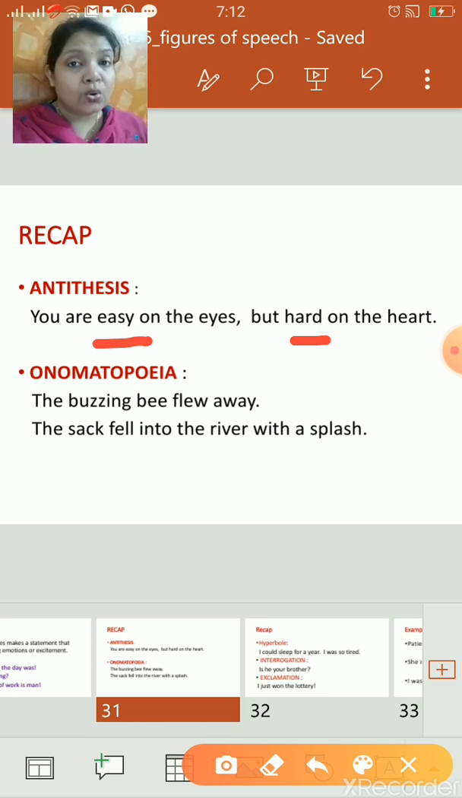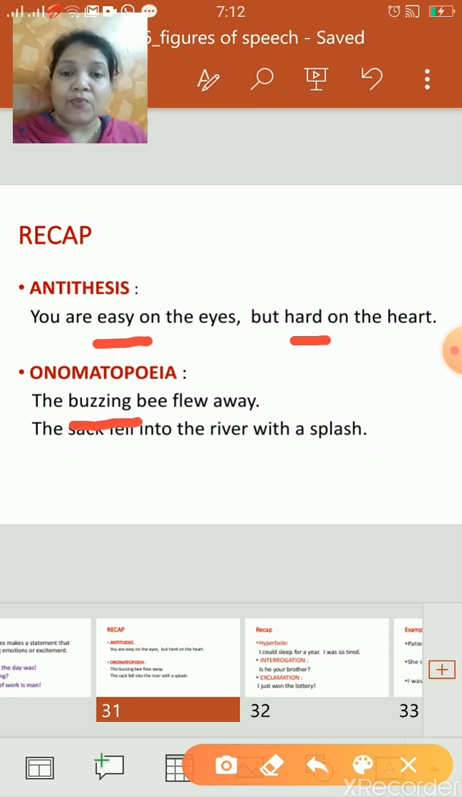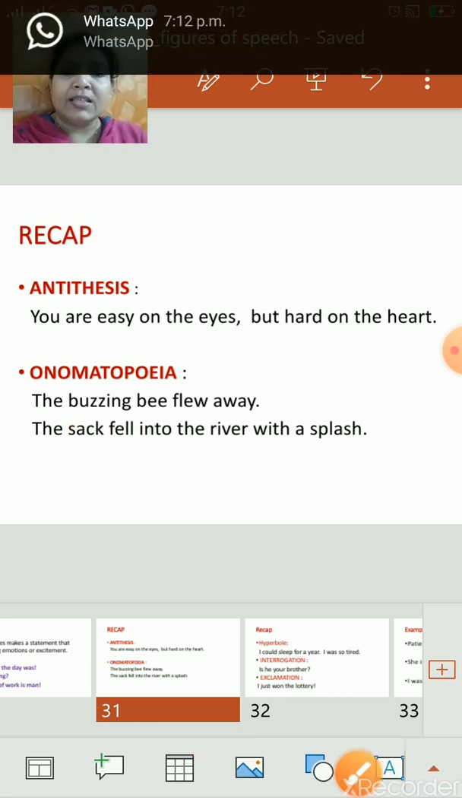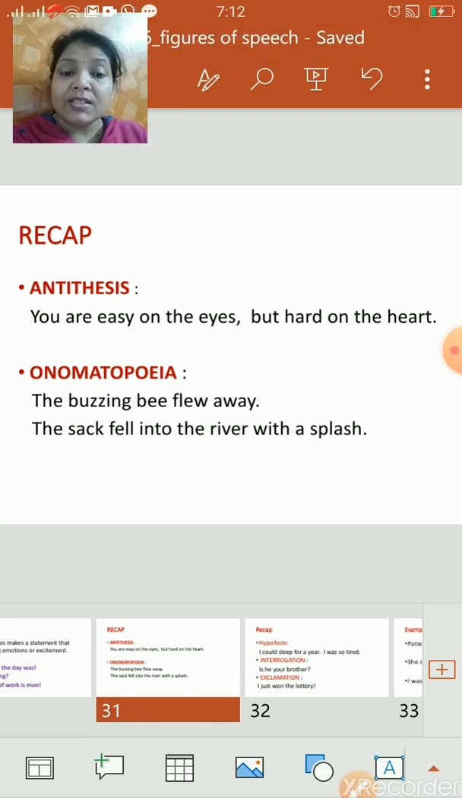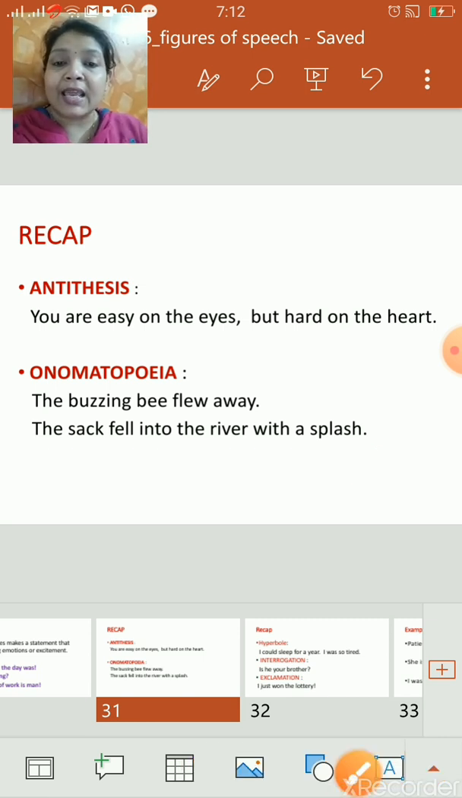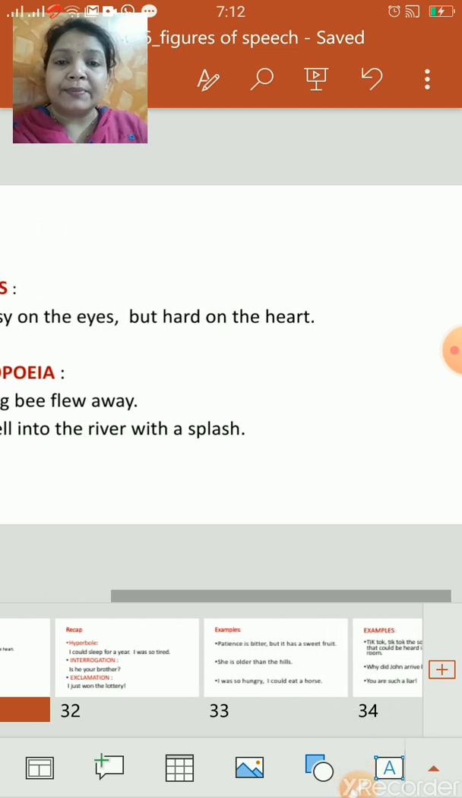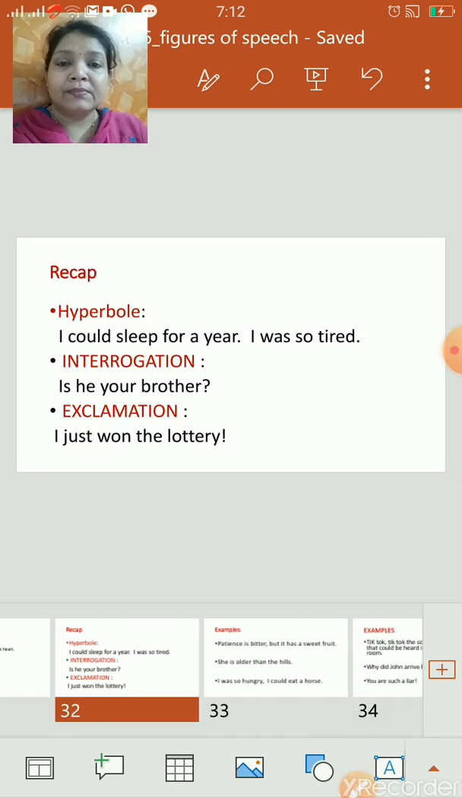Now, the next one is onomatopoeia. As I said, onomatopoeia is very easy to recognize because it gives us sounds. The buzzing bees, yes, what is the sound over here? It's buzzing. Now, the next one is, the sack fell into the river with a splash. What was the sound when the sack fell into the river? It was a splash sound, yes. So this is again onomatopoeia.